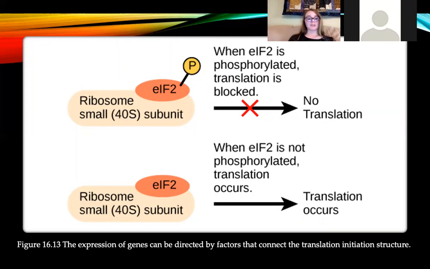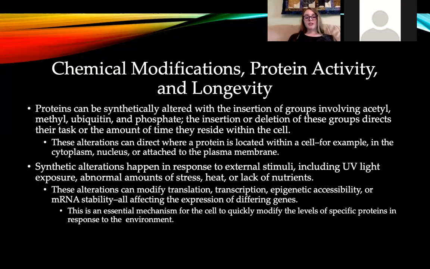And just a little summary would be the expression of genes can be directed by factors that connect the translation initiation structure, chemical modifications, protein activity, and longevity. Proteins can be synthetically altered with the insertion of groups including acetyl, methyl, ubiquitin, and phosphate. The insertion or deletion of these groups directs their task or the amount of time they reside within the cell. These alterations can direct where a protein is located within a cell, for example, in the cytoplasm, nucleus, or attached to the plasma membrane. Synthetic alterations happen in response to external stimuli, including UV light exposure, abnormal amounts of stress, heat, or lack of nutrients. These alterations can modify translation, transcription, epigenetic accessibility, or mRNA stability, which all affects the expression of differing genes.